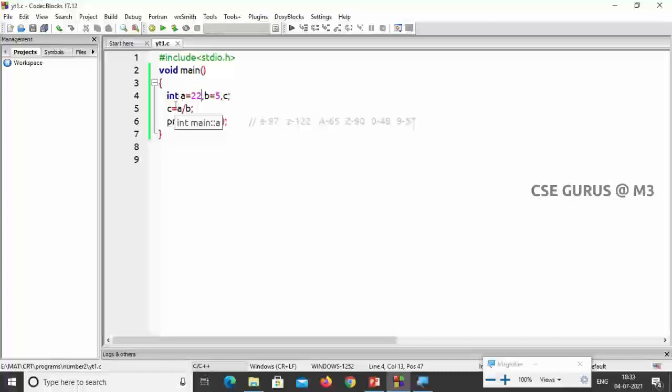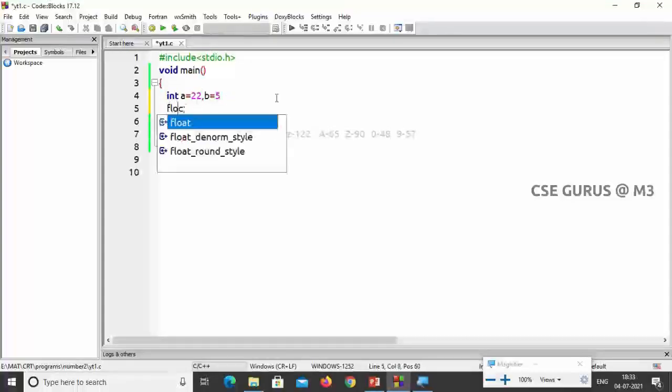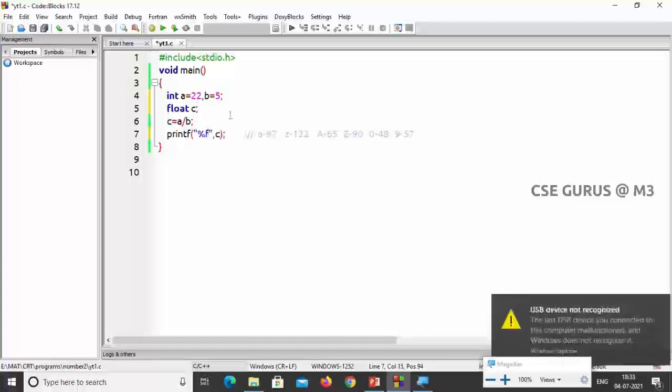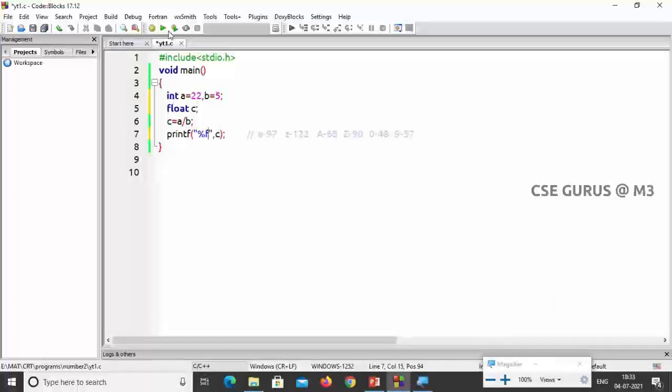You can see the resultant is float, and there are so many constraints regarding this, and of course you can take it as float. I'll take here float C. Anyway, 22 by 5. I need to close with semicolon. 22 by 5, which is 4.4 I need to get, but let's see whether we'll get 4.4. Anyway, percent f, here it is a floating value. Now you can see whether we'll get 4.4.